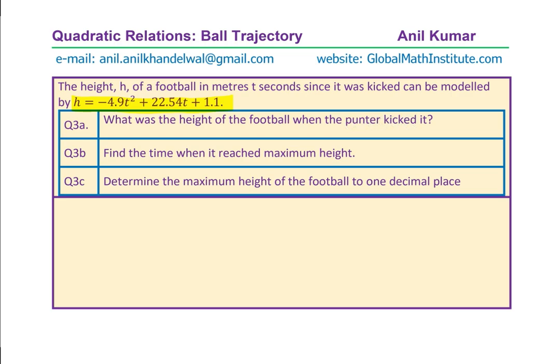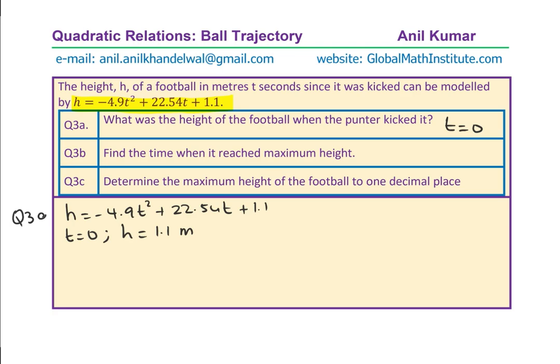Now that is when t is equal to 0, right? So in our equation, which is h equals minus 4.9 t squared plus 22.54 t plus 1.1, the first two terms become 0 for t equals 0, right? So if t equals 0, in that case, height is equal to 1.1 meters. So that is question 3a, the initial height.